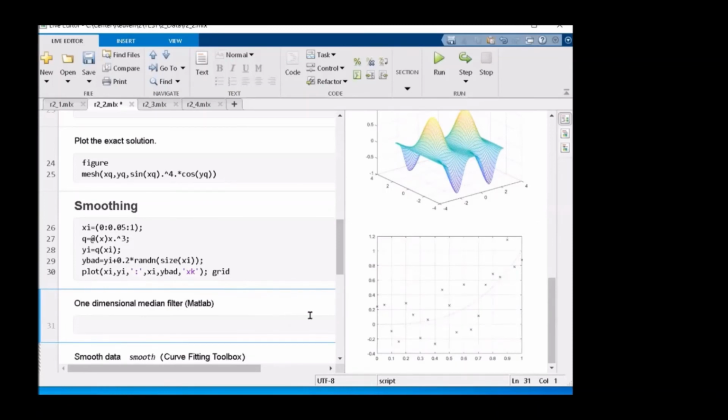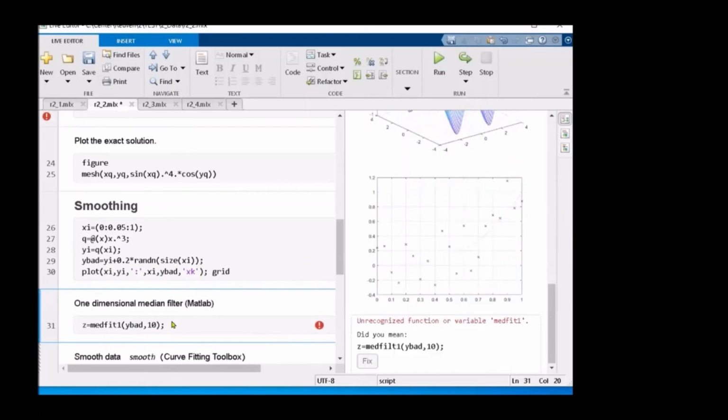Now let's try to smooth our bad results. For smoothing, we can use a very simple Matlab moving average function. The name of the function is median filter 1. Let me show how it works. It could be Z, for example, as medfilt1, our bad results with the noise. And here we can choose the size of the moving average, for example, 10 neighbors values in the function. Here we already use the median filter, medfilt1. Okay.